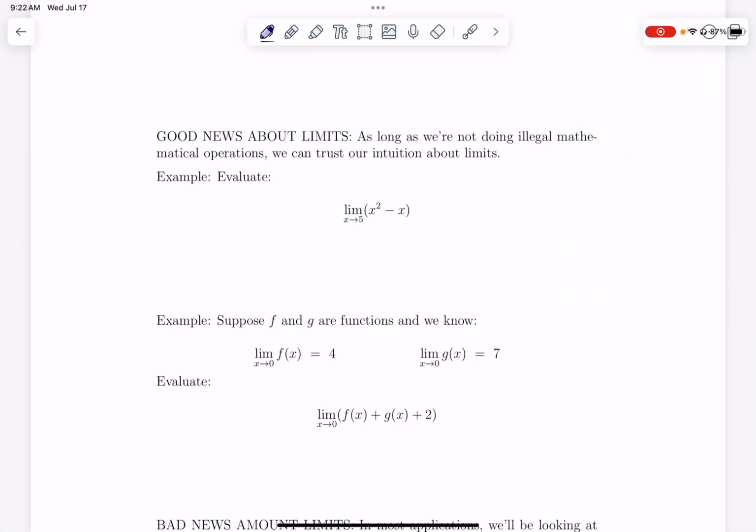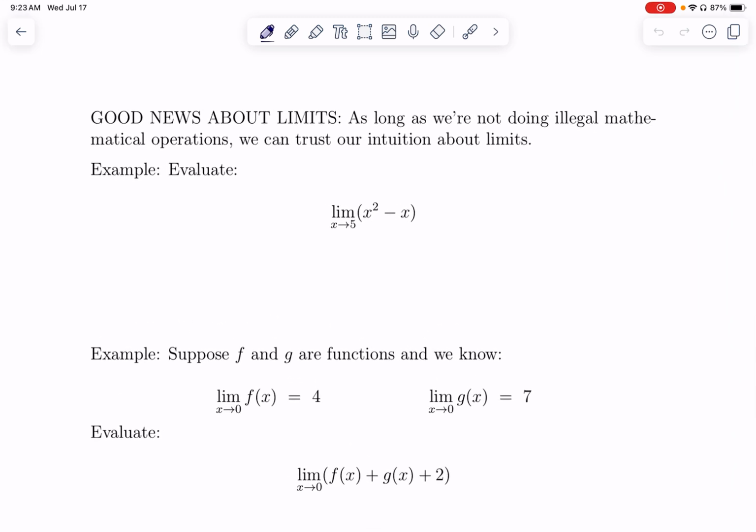All right, so we're going to continue with our section on limits. We've already discussed the basic idea of what a limit is. Now we want to talk more about how to compute them, especially in cases where it might not be obvious how to do it just from a graph. Or maybe we don't have a graph. So here is the good news.